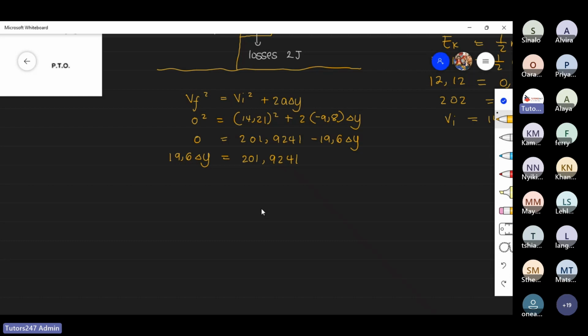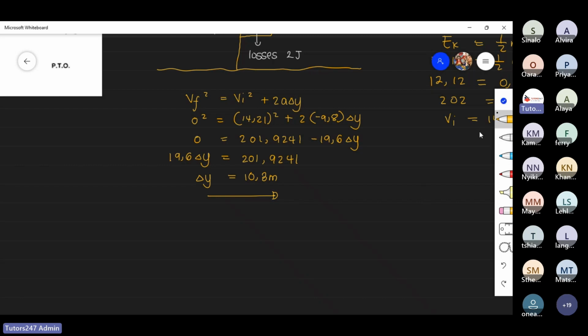So 201.9241 divided by 19.6 gives us 10.3. Don't forget that is meters, okay? Why did we end up with a positive value? Why did we not end up with a negative value?